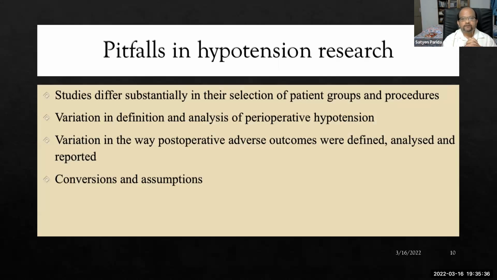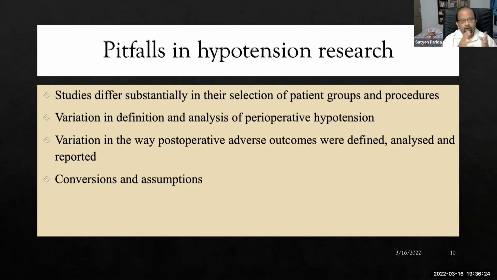So the problem with many of the systematic reviews, as with much of the evidence in perioperative hypertension research, is that most of them are plagued with a lot of heterogeneity. So there is variation in the characteristics of the patients chosen. The age groups of the patients chosen may vary. There are differences in the kind of procedures that have been selected. Some may be as wide as non-cardiac surgeries, some may be as narrow as thoracic aortic aneurysms, or for that matter, gastric bypass surgery. So no homogeneity to that. And then, of course, there is the problem of a non-uniform definition of perioperative hypertension, which we have already talked about. And finally, even the post-operative adverse outcomes have been defined, analyzed, and reported in variable ways.